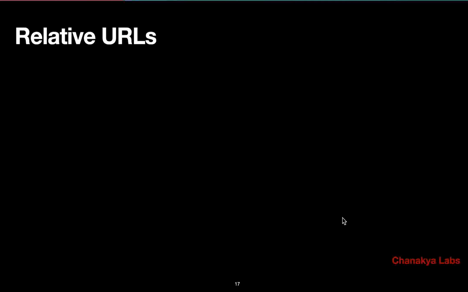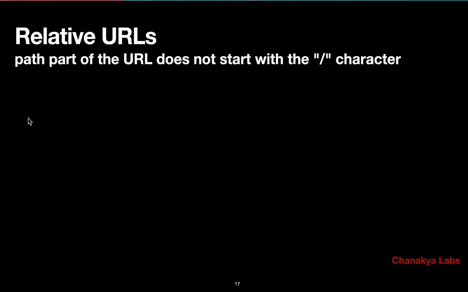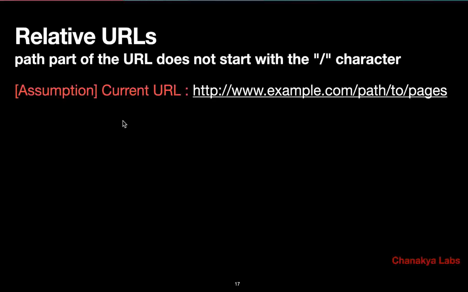Now let's discuss what are called relative URLs. If the path part of the URL does not start with a slash, then it is a relative URL. You can understand it like this: any URL which is not absolute, the converse of absolute, is a relative URL. Now we will try to understand how relative URLs work. As the name suggests, it is relative, which means there has to be some context to be relative to.